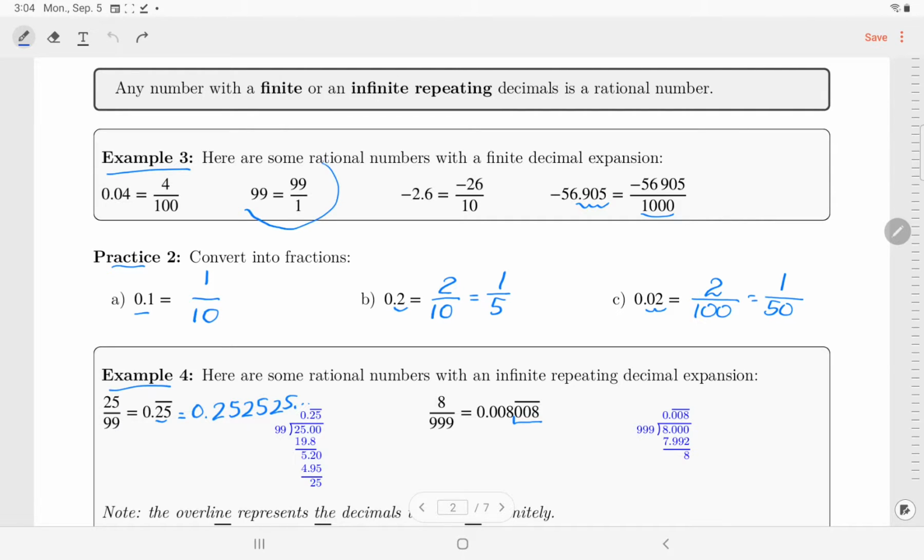And in this case, we have no decimal places. That's why this is over 1. And of course, 99 divided by 1 is 99.